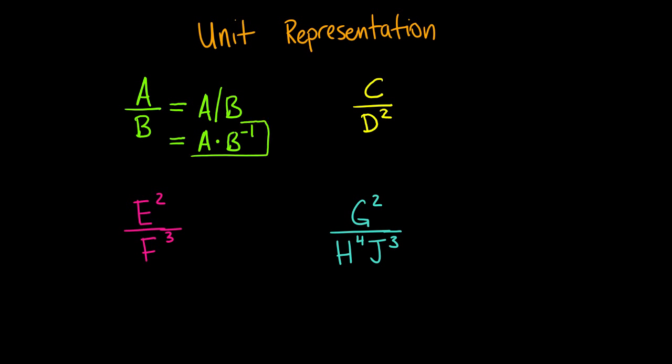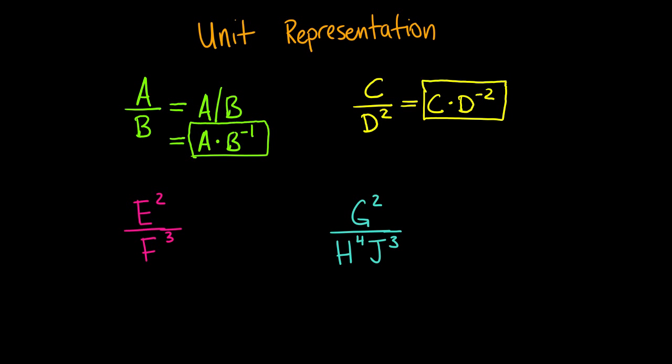This method, this one-line method where it's multiplied by an inverse rather than divided, is an example of how you may see units in upper-level math and science courses. The way that you would turn that into the different way for this one would be c times d to the negative 2.